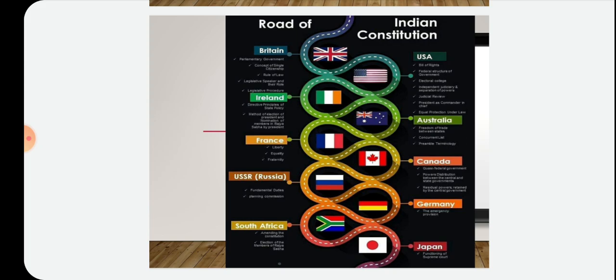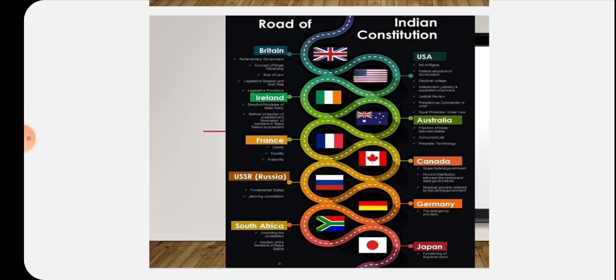And the amendments. The idea of amendments, we have borrowed from the South African Constitution. What is an amendment? It simply means that if you want to add or delete certain laws in your constitution, then you need to amend the constitution. That is known as amendment. We have borrowed this feature from South Africa.